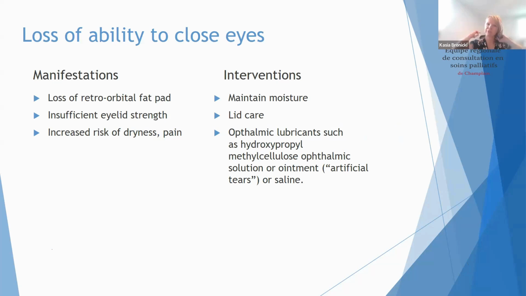At the end of life, the ability to close eyes can be lost as well, and this can be a normal change, and we can offer support with lid care. That can be taking a cotton pad and just gently wiping the eyes. And it could also be with ocular lubricants such as artificial tears or even sterile saline.